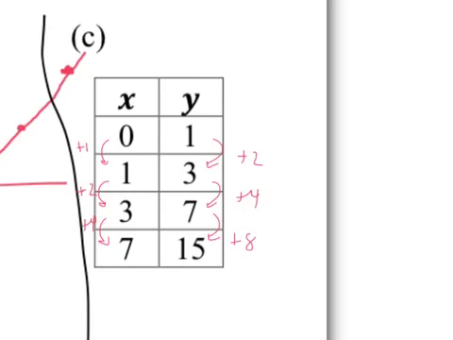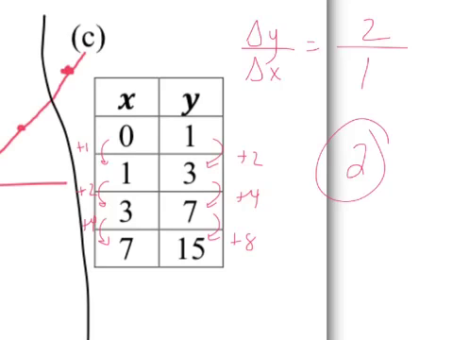So for these problems, whatever you have for a change in y, it turns out that whatever this number is up top, it's twice as much as the change in x. So what's the slope? The slope is 2 over 1, or simply 2. And you can go ahead and graph these to see that the slope is indeed 2.